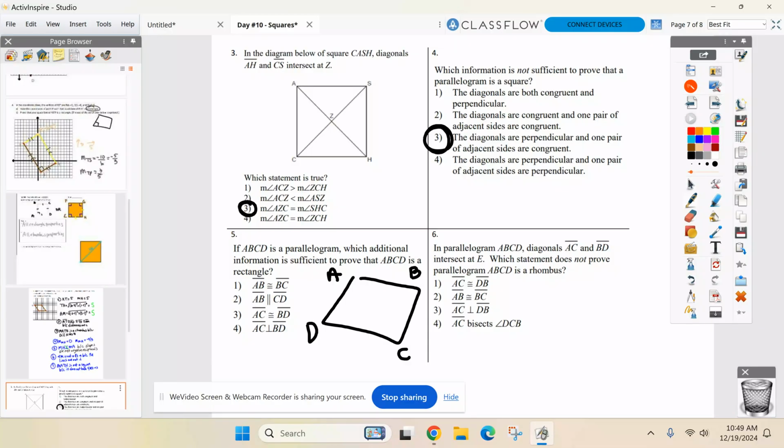I'll just give you the answers for 6, 7, and 8 here because we're going to run out of time in 2 minutes. Number 6, which one does not? That should be choice 1, because that'll give you a rectangle. Number 7 should be choice 2, 40. That's a Pythagorean theorem question.